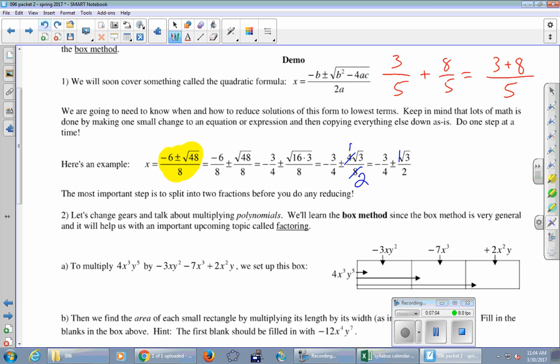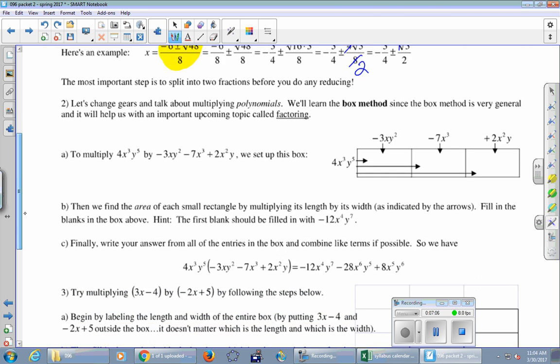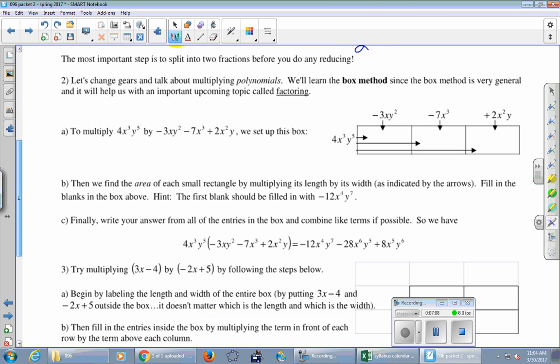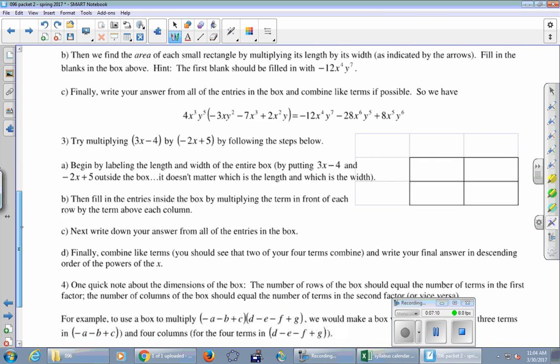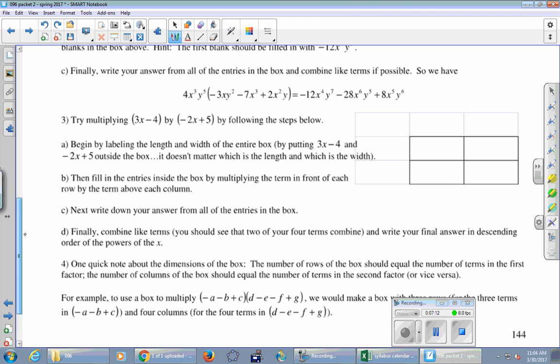Okay, let's take a look at number 2. Let's change gears and talk about multiplying polynomials. So before we talk about this box method, let me show you guys something. Suppose that I gave you this problem here. You don't need to write it, but 3x minus 4 multiplied by -2x plus 5.